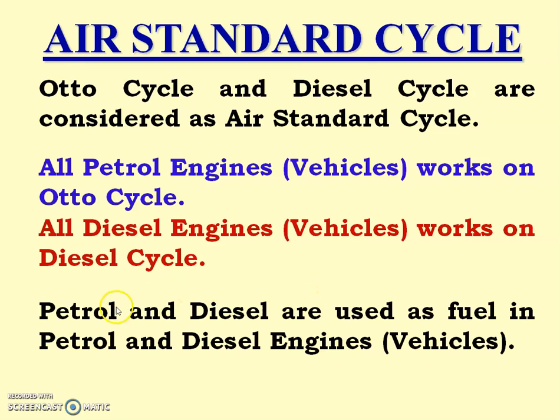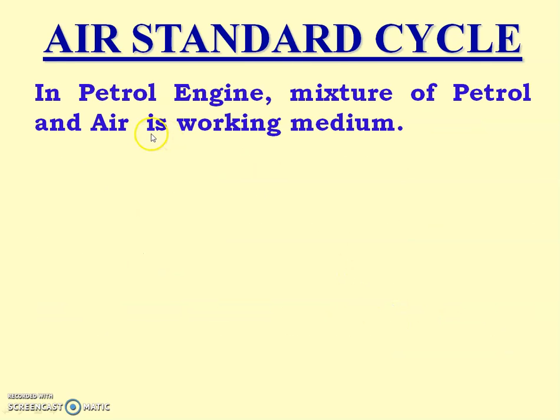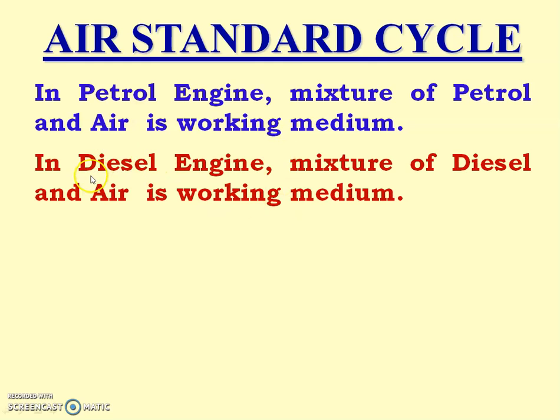Now we know that petrol and diesel are used as a fuel in petrol and diesel engines or petrol and diesel vehicles. So in petrol engine, mixture of petrol and air is working as a working medium or working fluid, while in diesel engine, mixture of diesel and air is the working medium or working fluid.